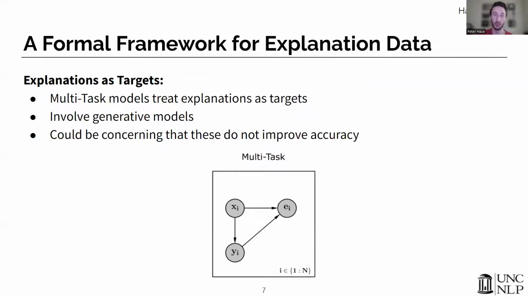First, we describe a simple family of methods treating explanations as targets, known as multitask models. These involve generative models for explanations. Across several papers, we do not see any improvements in task accuracy from using natural language explanations as targets. In fact, it might even be concerning that models can learn to generate fluent explanations for their decisions without this process actually influencing their underlying decision-making, as measured by task accuracy.